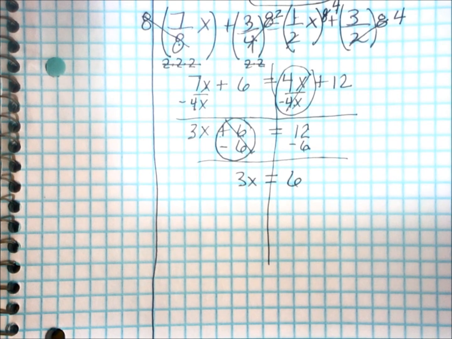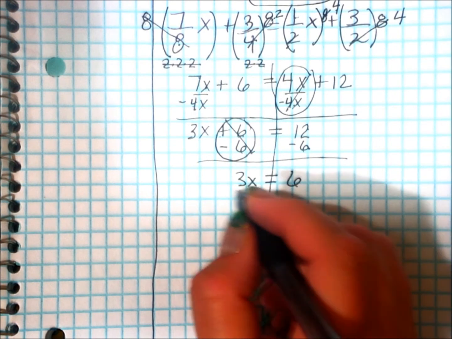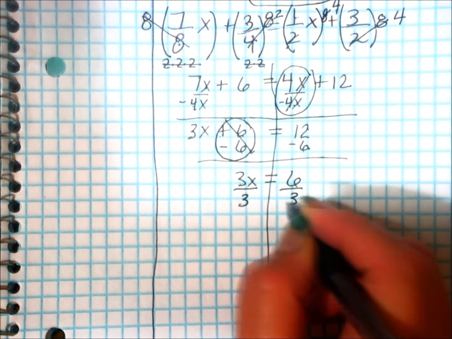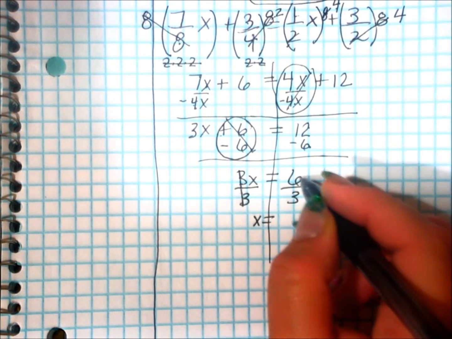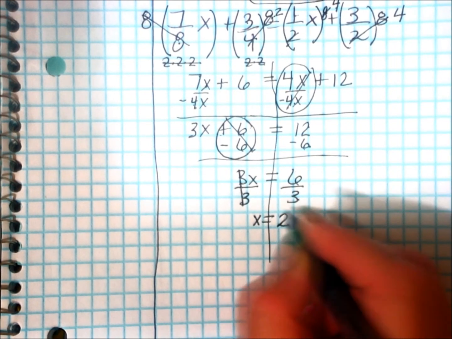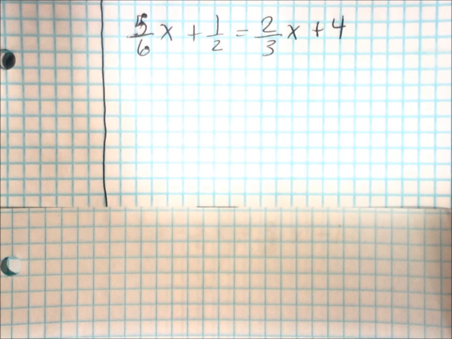Now I look for multiplication and division. Opposite operations. This is multiplication. So the opposite would be division. 3 divided by 3 is 1, and I'm left with x. 6 on top, 3 on the bottom. 6 divided by 3 is 2. Let's go ahead and do another problem.